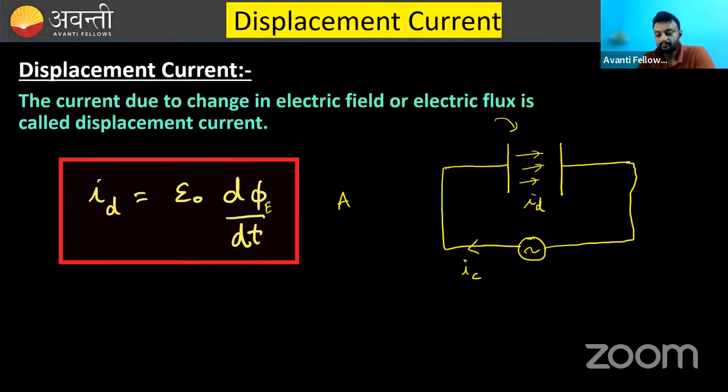Is it clear? Okay. Now we know the formula for displacement current. We know that it follows continuity. That means in this system, IC will be equal to ID. Continuity means IC will be equal to ID. ID means displacement current, IC means conduction current. These two will be equal.